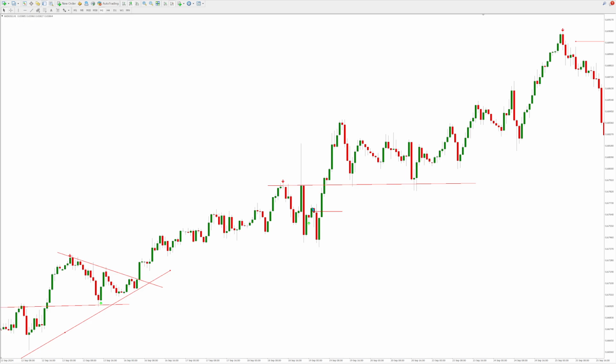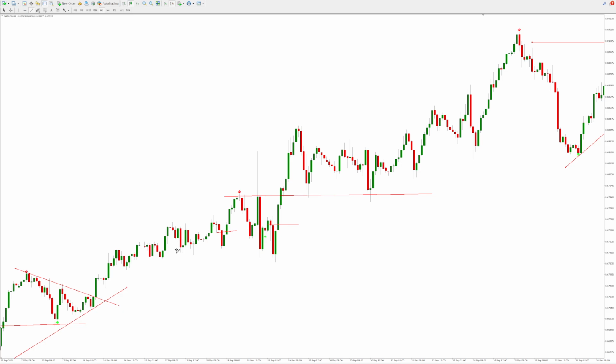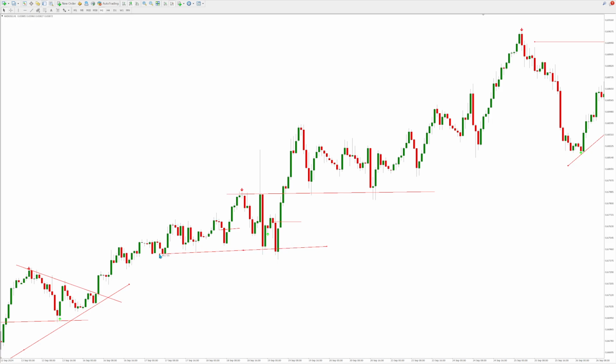You've also got a hammer as well. There's three white soldiers as well. Lots of bullish. There's a three inside up there as well. Three inside up pattern there. There's a lot of bullish candlestick patterns. I've got loads of videos on candlestick patterns you can check out.